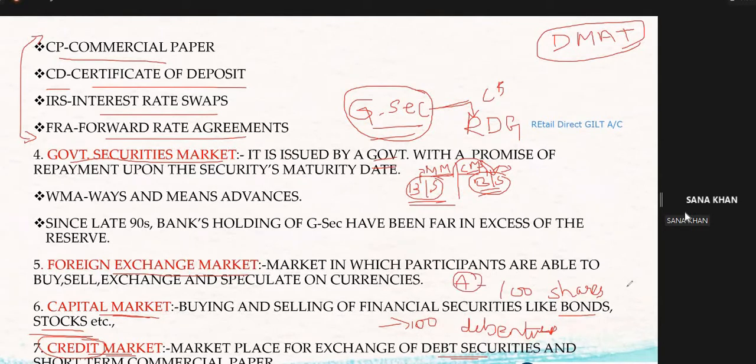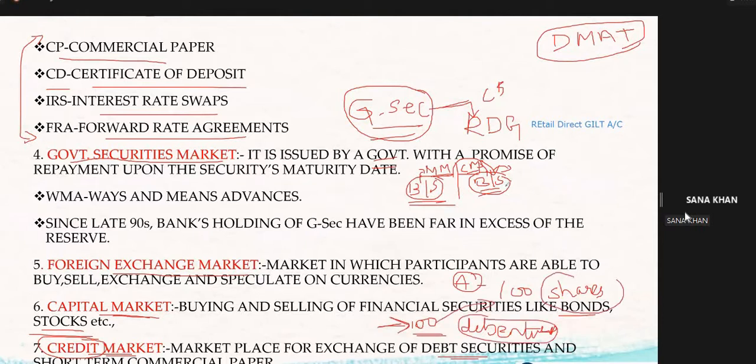Equity shares, if you are holding, you will become the owner of the company. You will become the shareholder of the company. But when you are subscribing for 100 debentures, then you will become the lender of money to the company. You can even redeem these debentures.